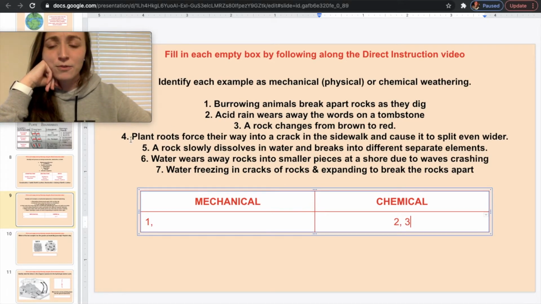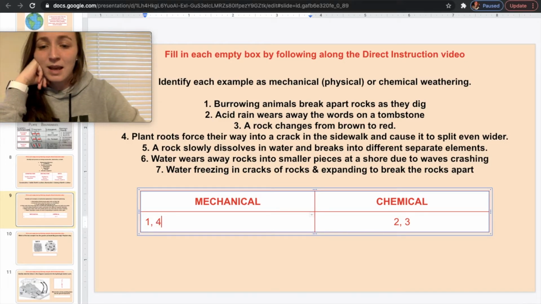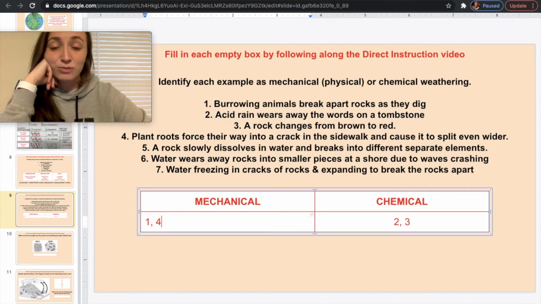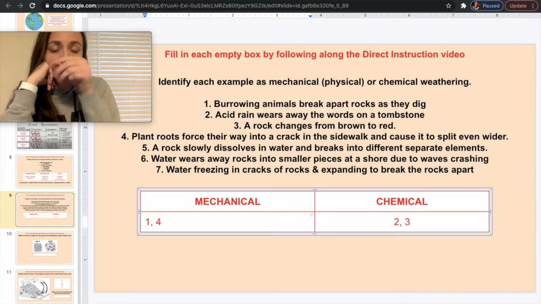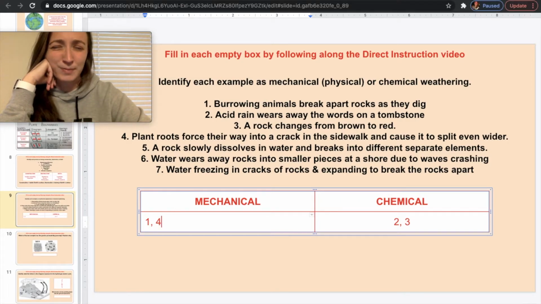Okay, number 4 says plant roots force their way into a crack in the sidewalk and cause it to split even wider. So again, when we're talking about plants breaking rock into smaller pieces, that's going to be your mechanical or physical because the rock itself isn't changing, it's just getting smaller.